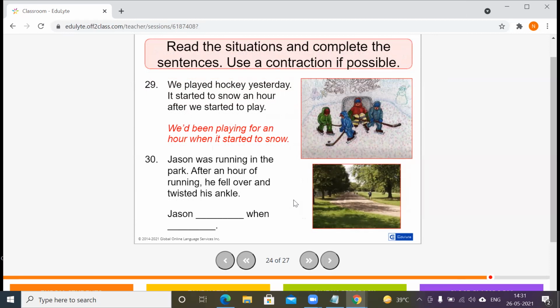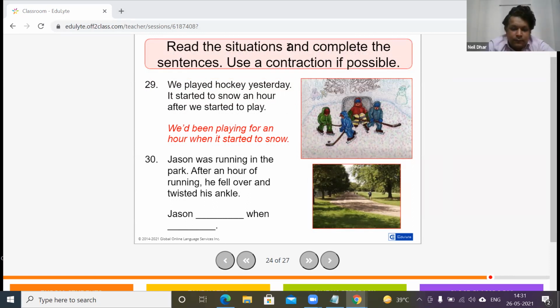Read the situations and complete the sentences. Use a contraction if possible. We played hockey yesterday. It started to snow an hour after we started to play. We had been playing for an hour when it started to snow.